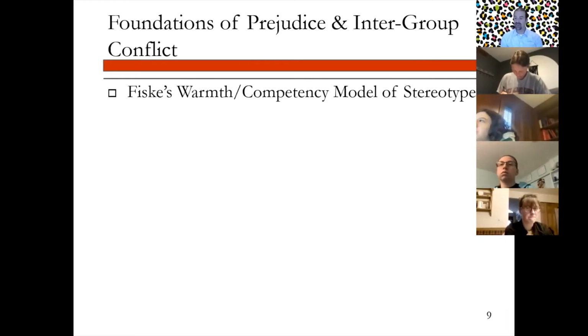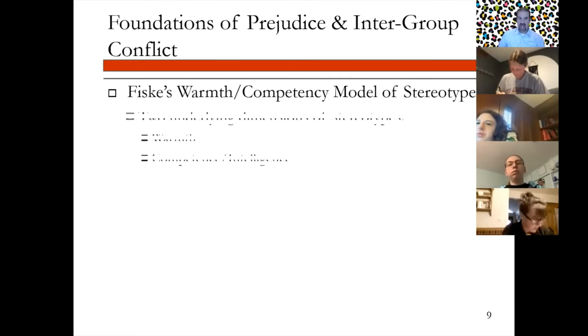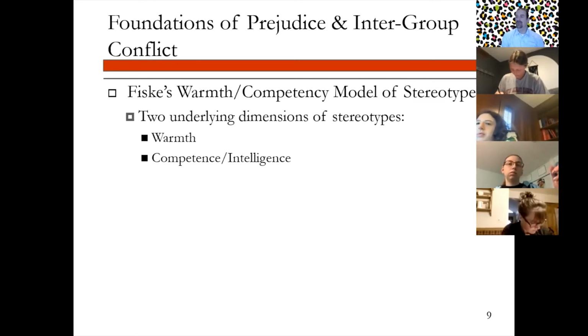And Susan Fiske offers what we call the warmth-competence model of stereotypes. When we talk about this model, basically there are two underlying dimensions of stereotypes. Remember those beliefs that we have about individuals just because they're part of a group. One of the dimensions that she argues individuals have is an evaluation of warmth towards that group. This warmth being how kind that group is, supportive, socially engaging, loving, caring.